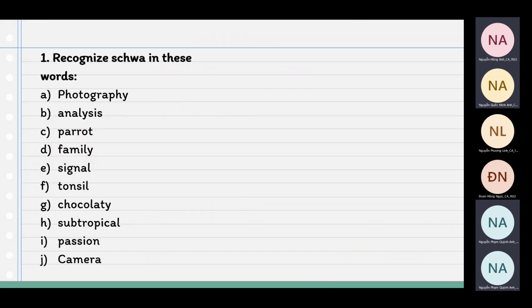And here are some words for you to recognize the schwa. As you have watched from the videos, they have taught you how to recognize the schwa in the words. And let's move on to the harder exercise. The next exercise, exercise 2, please.